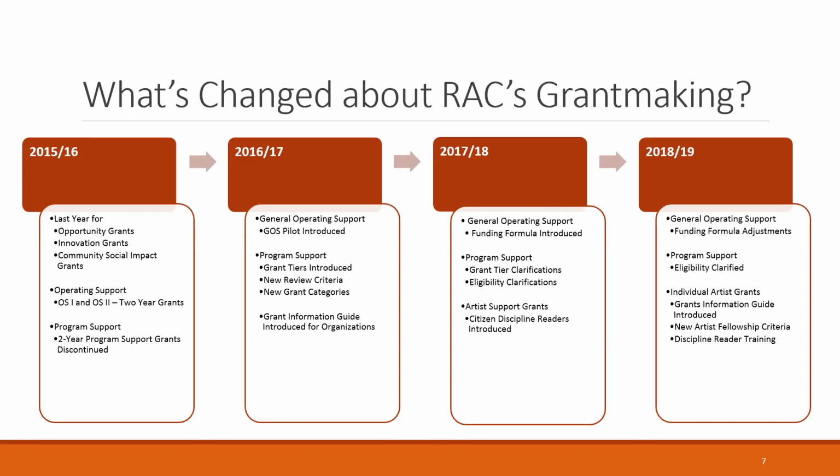In 2017-18, we introduced a funding formula for general operating support. And then we continue to make improvements and clarifications in program support. This is also where we introduced discipline readers, citizen discipline readers for our artist support grants. And then last year, 2018-19, we made some final tweaks to our funding formula for GOS, and we continue to make some clarifications around program support. And then for our artists, we introduced a grant information guide for them, and also clarified and added some review criteria and introduced discipline reader training for that group, which we've evolved into this training for you all.